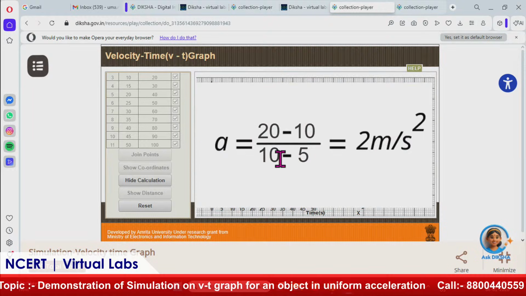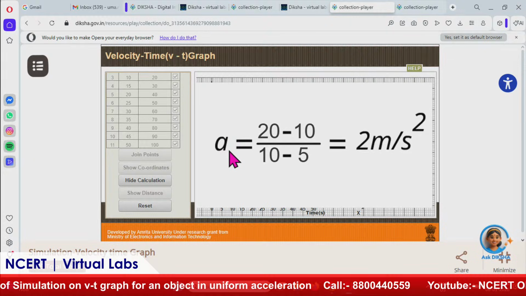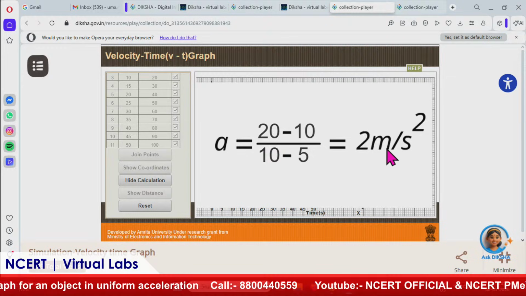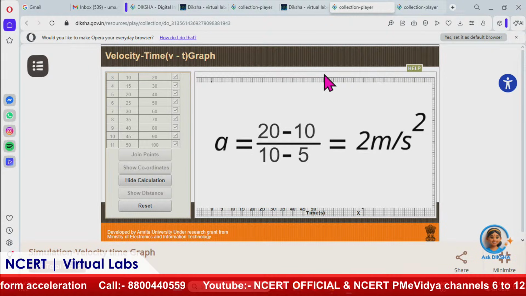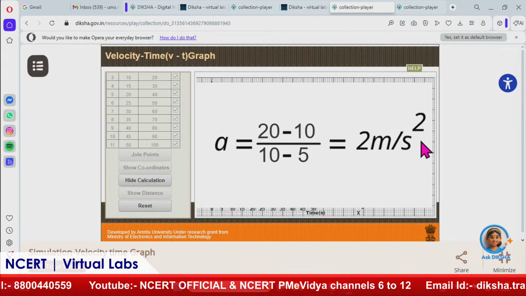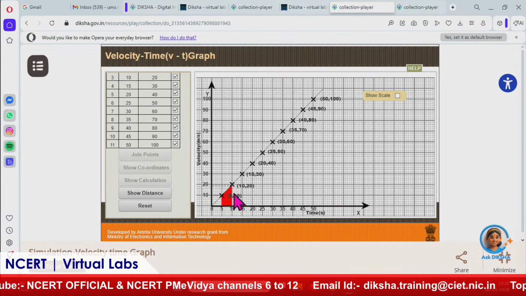Now since I have given the correct answer, for that particular part I have calculated the acceleration, that is the slope: 20 minus 10 upon 10 minus 5, which is 2 meter per second square. So this is a constant slope. Anywhere I go along the line, I get a uniform acceleration of 2 meter per second square. Now hide calculation, I can hide it.